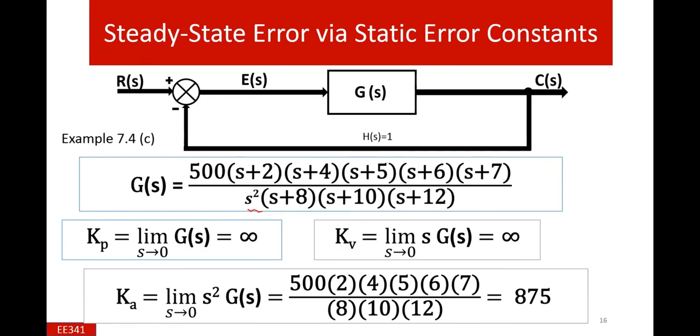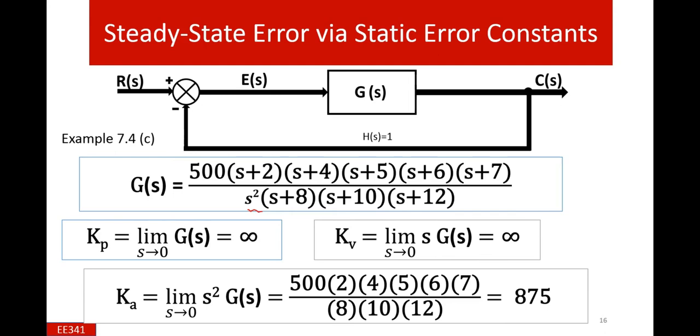And similarly for the velocity constant. To find it, just multiply s, which is in the definition, times the G(s). One s is cancelled out, but there is still one pole at the origin in the definition of Kv, so this makes it infinite.